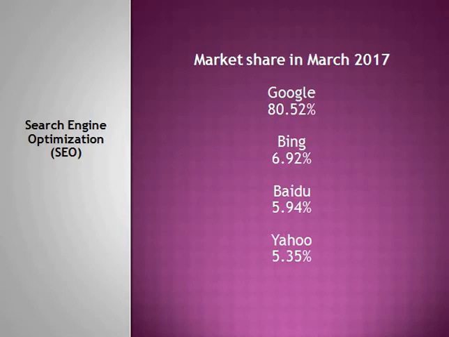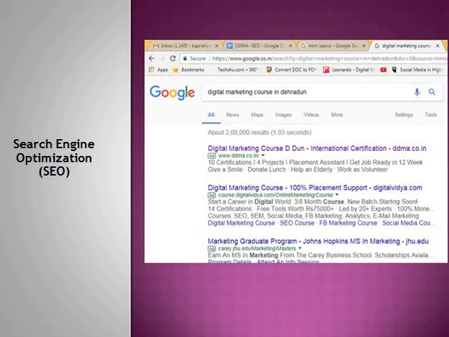And 6.9% is Bing. Baidu has 5.94%, used in China basically, and Yahoo 5.35%. Yahoo, initially, had a good market share, if we talk about 1998, 1999, 2000, but now it has only 5.35%. So these are the basically used search engines, and Google has the highest market share, above 80%. And we will be talking more about Google.